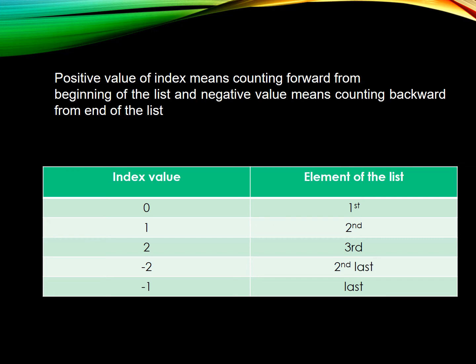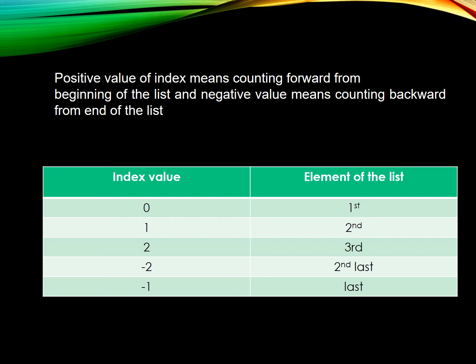Let's check through the table. This table contains two columns. First column is showing the index value. Second column is showing the element of the list. That particular index is referring to which element of the list. Let's suppose the index value is 0. That means it will refer to the first element in the list. If the index value is 1, then it will refer to the second element of the list.